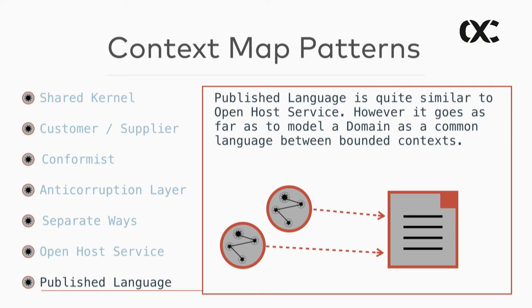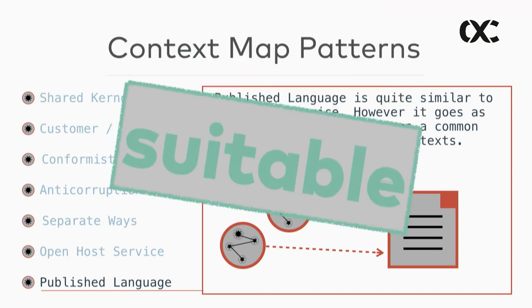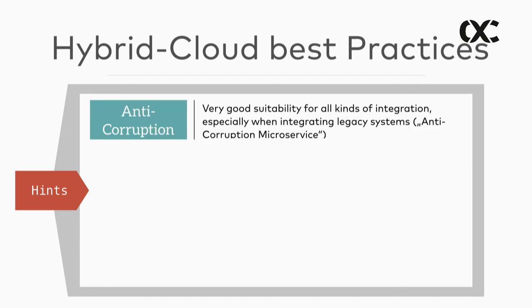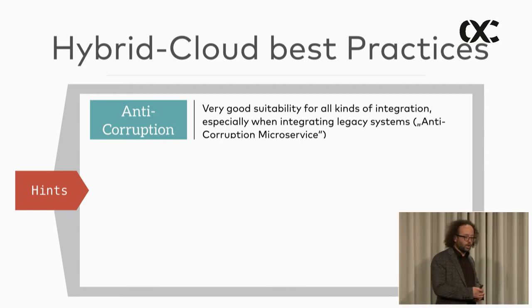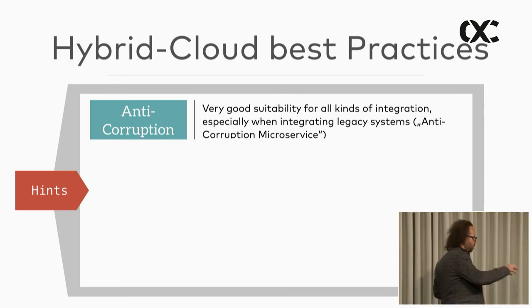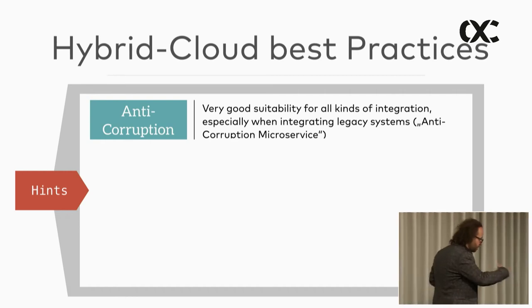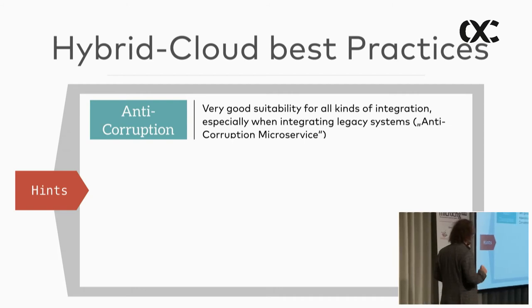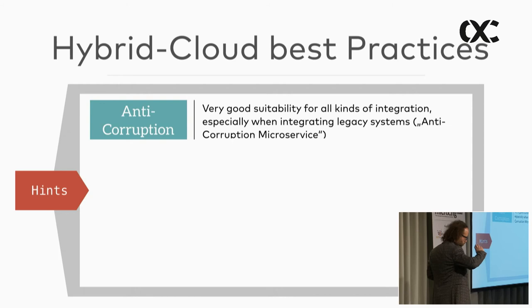That's a really interesting thing as well in terms of decoupling. So, in my eyes, that's suitable. To sum that up, in a hybrid cloud scenario, anti-corruption layer is a very good thing for integration, especially when you work with legacy systems. Do you want to tie your, I would say, virtualized Cloud Foundry-based microservices architecture to your, let's say, old school world? And do you want to tie that very closely together? No. You obviously want to have something in between the two.